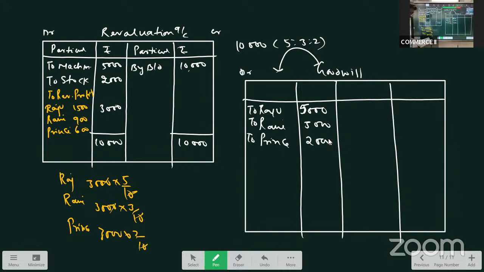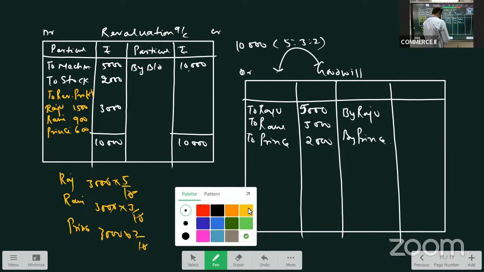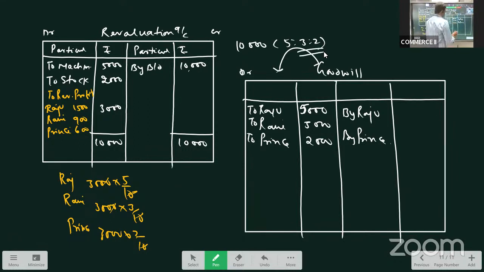Who is retiring? Rani is retiring. And the new profit sharing ratio would be 3:2, it is given. What is the new profit sharing ratio? It is 3:2. So now, by Raju and by Prince, this 10,000 is to be debited to Raju and Prince in the ratio 3:2.